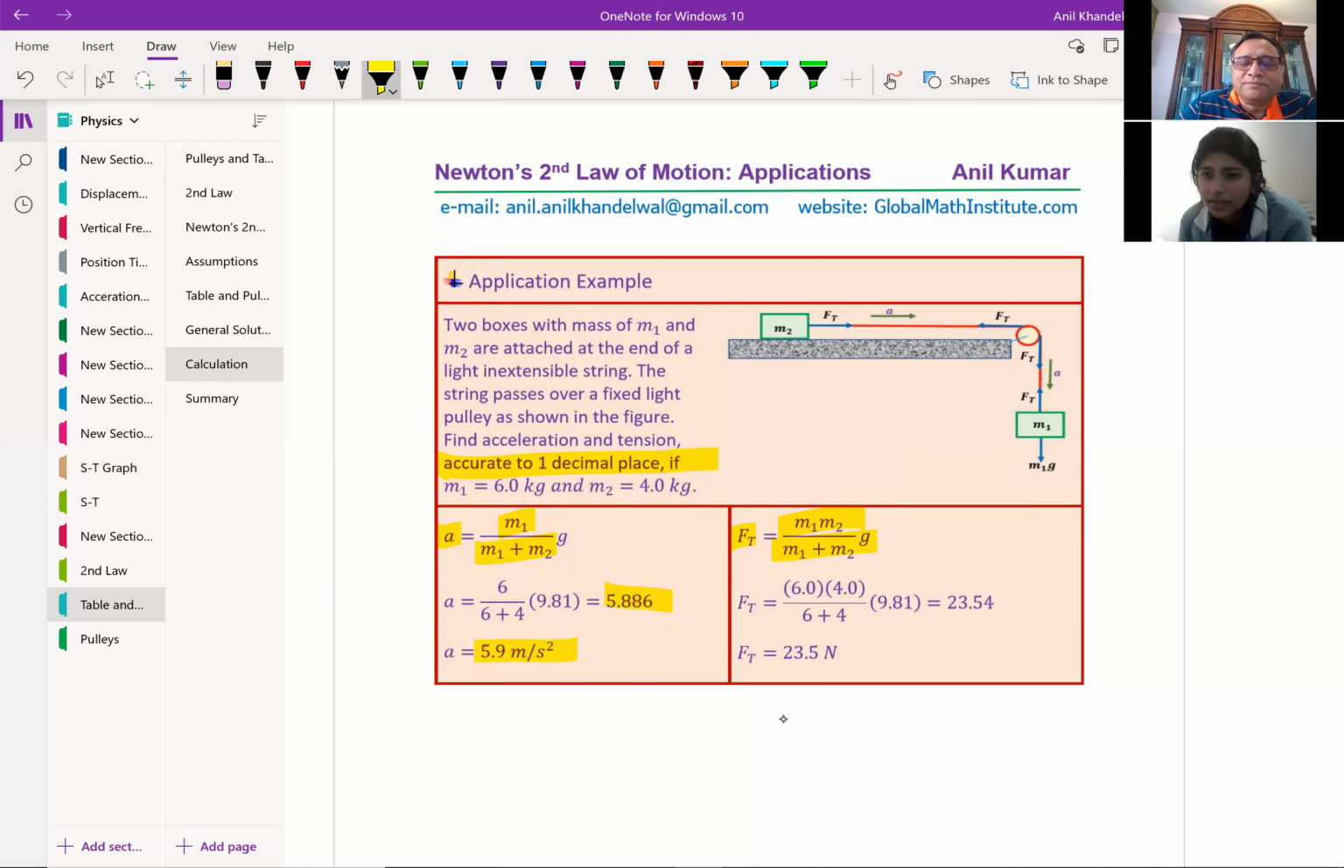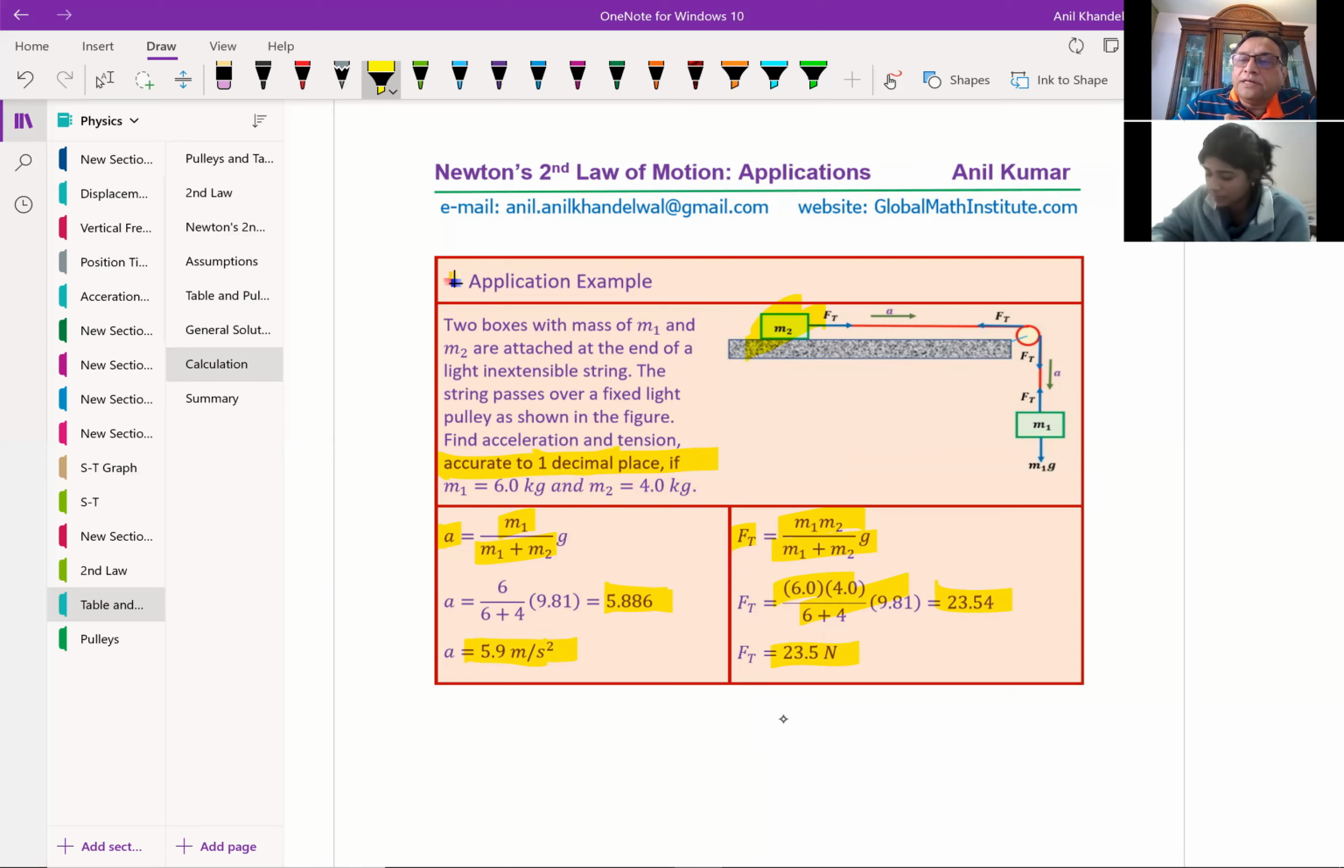Didn't you say yesterday that whatever significant figures are given in the question, if that is not stated, then you just do it in that one? Yes, that's what I said. And now in this case, we have said one decimal place, so round it to one decimal place. 5.886 is rounded to 5.9 meters per second squared. And for tension, I just multiplied the acceleration with the other mass, m2, and got my answer as 23.54, rounded to one decimal place as 23.5 newtons.